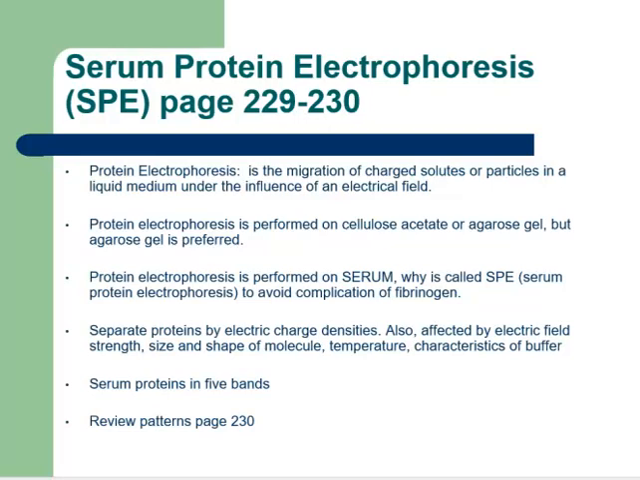Proteins are separated by electrical charge based on their densities. Other things that are affected by the electrical field are the strength, size, and shape of the molecule, and also the temperature and the characteristics of the buffer used. Serum proteins will be in 5 different bands.